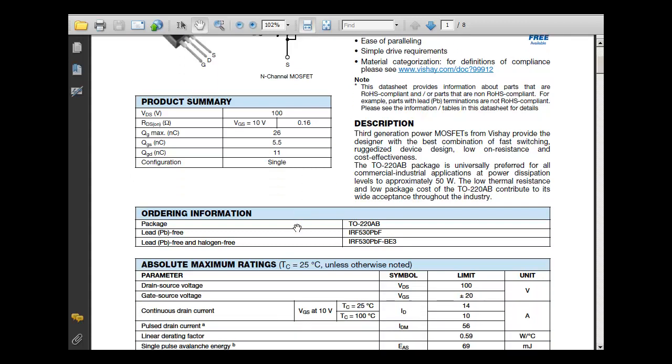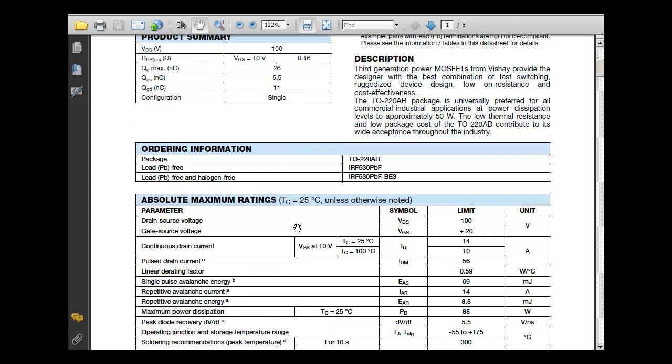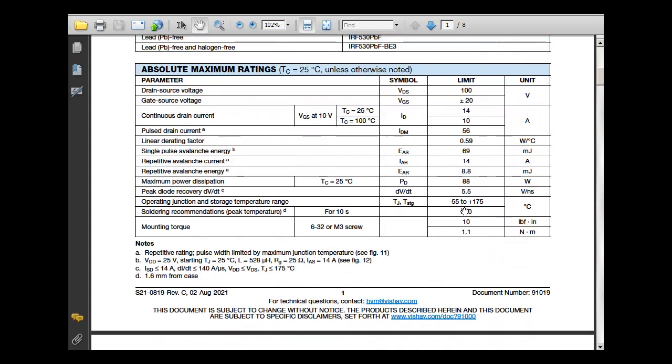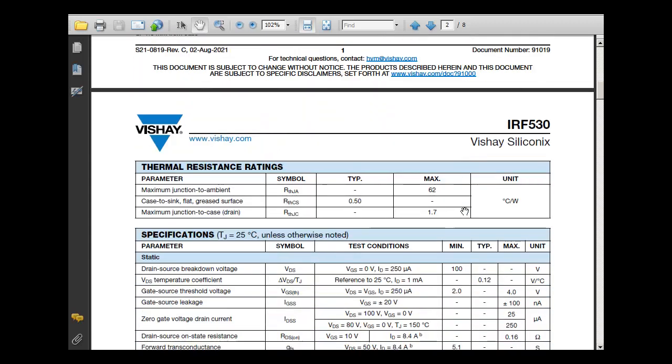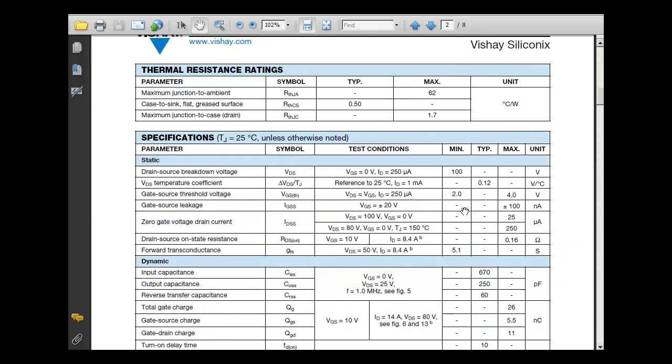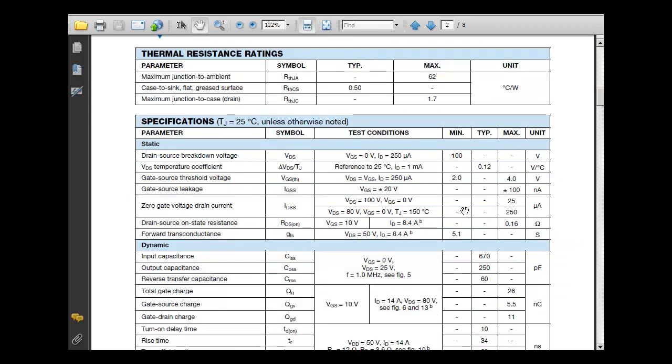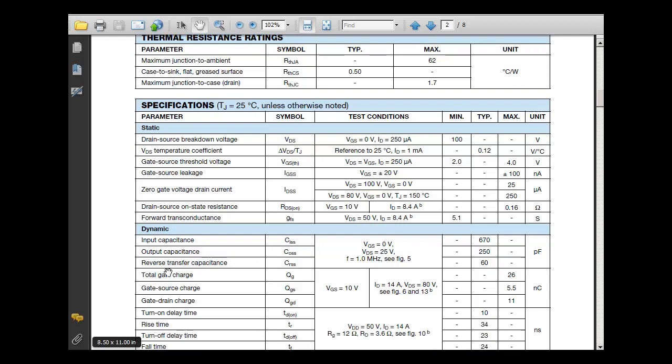Usually on this first page, there's absolute maximum ratings. You can see here that the drain source voltage has a maximum of 100 volts, and that's really that Zener diode that's built into the MOSFET. And the next page has table data about the FET in what's called static and dynamic. Static is DC, dynamic is AC. We'll take a look at AC results coming up in Chapter 5.